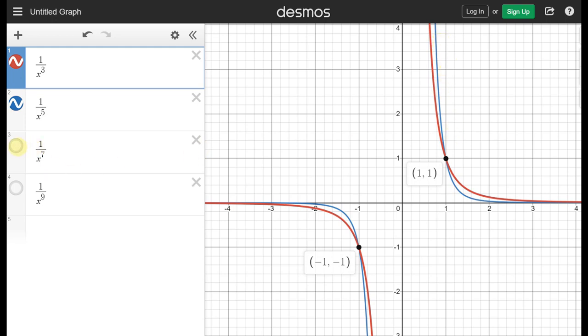So if I continue with this, what about 1 over x to the seventh over here? Okay, 1 over x to the seventh still looks the same. What about 1 over x to the ninth? Still looks the same. So the higher powers of x, they still behave like 1 over x. They just get a little bit more narrow in some parts and maybe a little more flattened in other parts. So let's compare that to even powers of x.